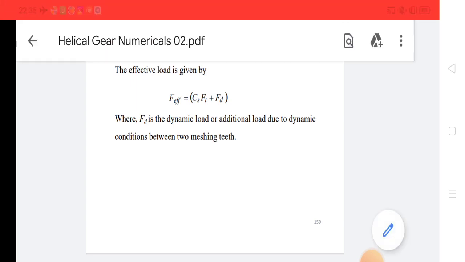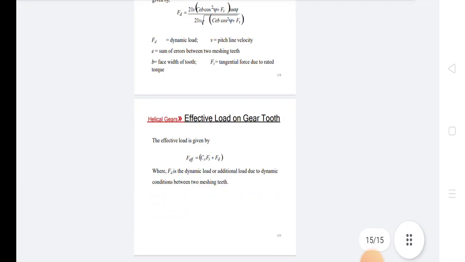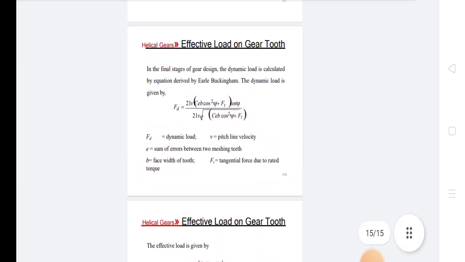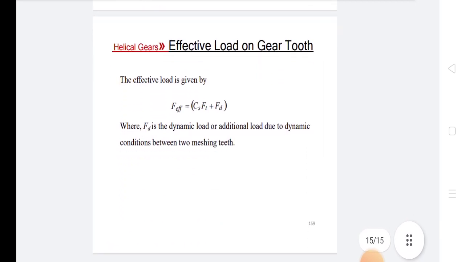So, dear students, today we discussed beam strength of helical gears. This is a very important topic for this subject, design of transmission system.